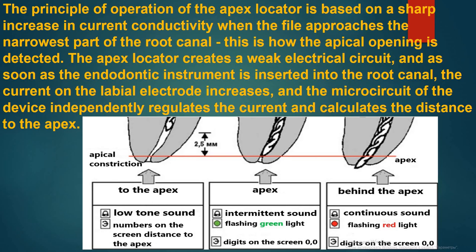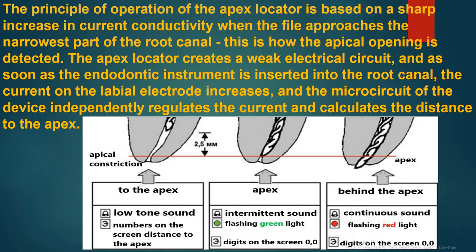The principle of operation of the apex locator is based on a sharp increase in current conductivity when the file approaches the narrowest part of the root canal. This is how the apical opening is detected.